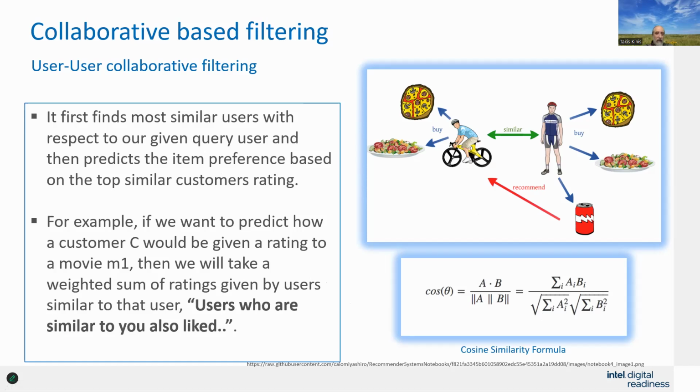Right. All right. So it says user collaborative filtering here. And it says it first finds the most similar users with respect to our given query user, and then predicts the item preference based on the top similar customer ratings. So it says, for example, if we want to predict how customer C would be giving a rating to movie M1, then we'll take a weighted sum of ratings by users similar to that user. So in other words, it says users who are similar to you also liked. And I do see that terminology on websites, right?